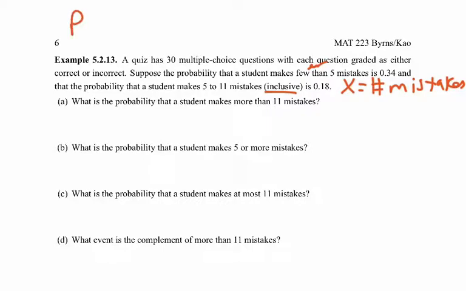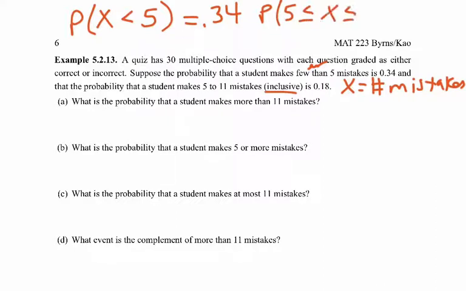The probability that a student makes fewer than 5 mistakes. So the probability that X is less than 5 mistakes. So fewer than 5. They can make 0, 1, 2, 3, or 4. That probability is 0.34. The probability that a student makes between 5 and 11 inclusive means we include the 5 and 11. So the probability that we make between 5 and 11 using inequality notation is 0.18. So the probability that they make between 5 and 11: 5, 6, 7, 8, 9, 10, or 11.